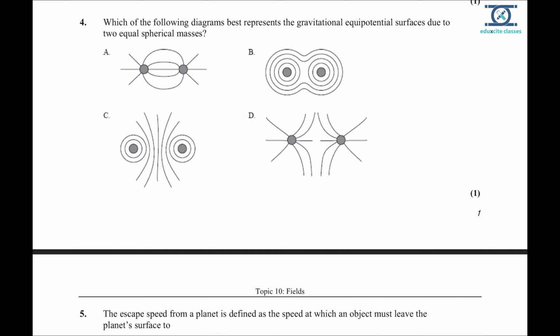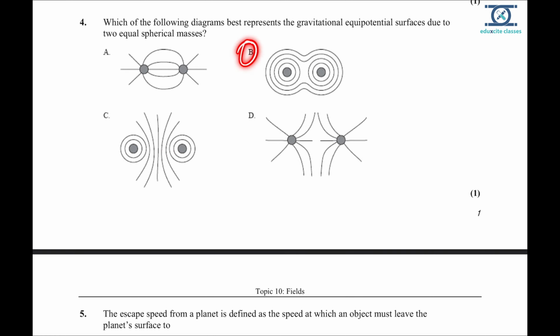Now question number 4 is a very direct question. Which of the following diagrams best represents the gravitational equipotential surfaces due to two equal spherical masses? We know that when two equal masses are kept, the gravitational forces are of attractive nature. We are supposed to choose the gravitational equipotential surfaces. The first and foremost point is that at the midpoint the potential will not be 0, so this is incorrect, and this is also incorrect.